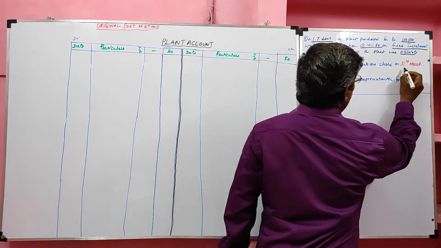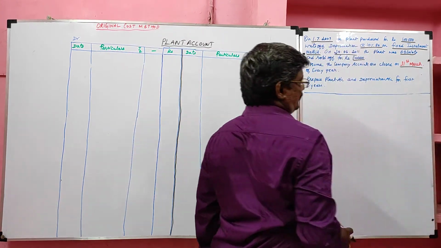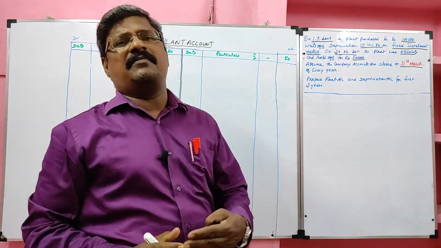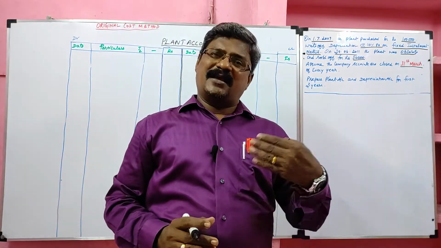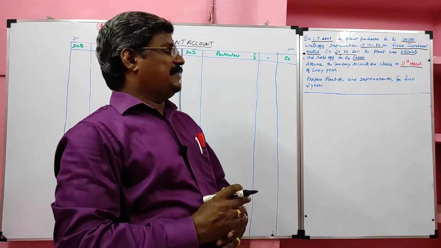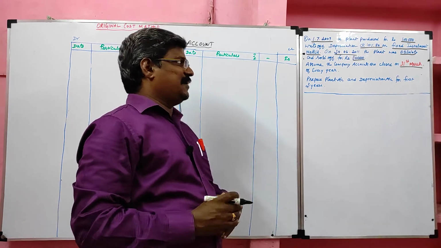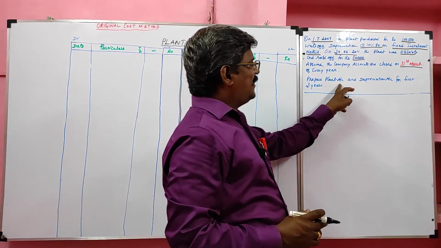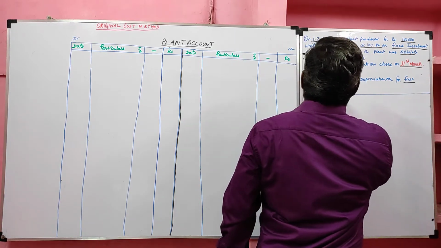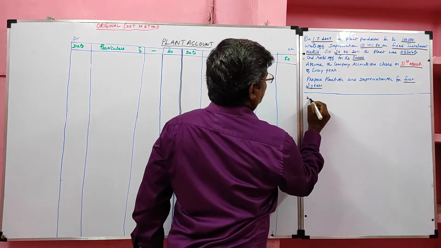Assume the company accounts are closed on 31st March. Some companies close their accounts on 31st December, some close their accounts on 31st March. This company closes accounts on 31st March. Prepare plant account and depreciation account for the first 3 years. Okay. Workings.